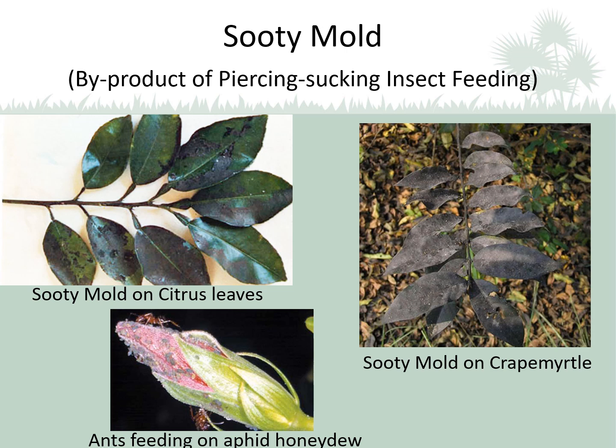Ants also feed on honeydew and will farm piercing sucking insects by moving them from plant to plant and by defending them against predators. If ants are crawling on plants, examine the leaves and stems for piercing sucking pests. So here we see examples of sooty mold, the blackness on the leaves here and here. And here we see ants feeding on aphid honeydew.